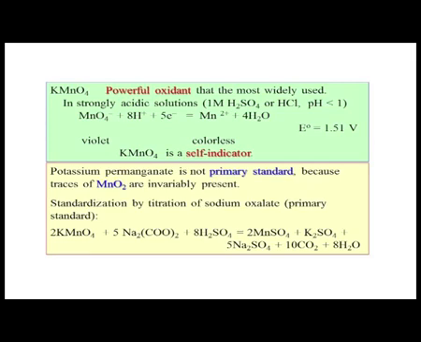This violet color will disappear during titration. That means, from the disappearance of the color during the titration, we can follow the reaction, the reduction of MnO4 minus to Mn2 plus, which is colorless. Therefore, we do not use any indicator to indicate the end point of this titration.